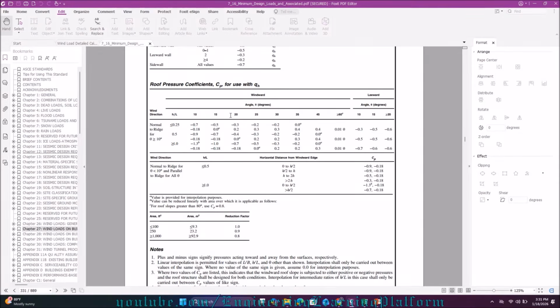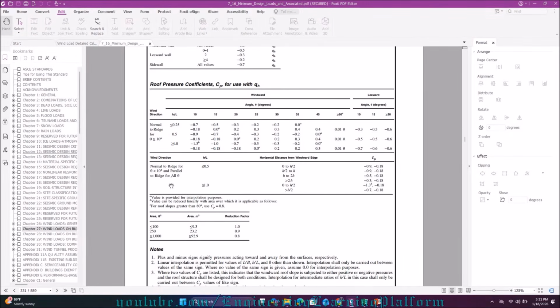So guys, now let's look at how we get the external pressure coefficient for roofs. The code tells us to use these two tables for calculating the roof external pressure coefficient. The very first table we have to use when our wind is flowing normal to ridge and our theta is greater than 10 degree. In our example, we are in this case, so we are going to use this table for normal to ridge.